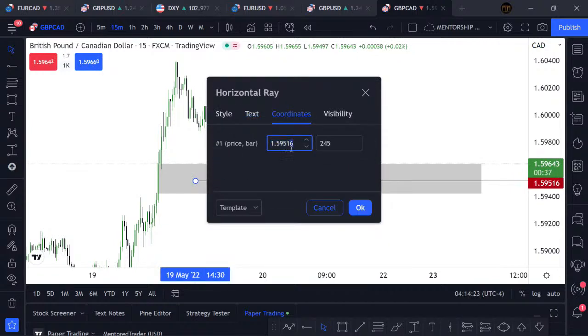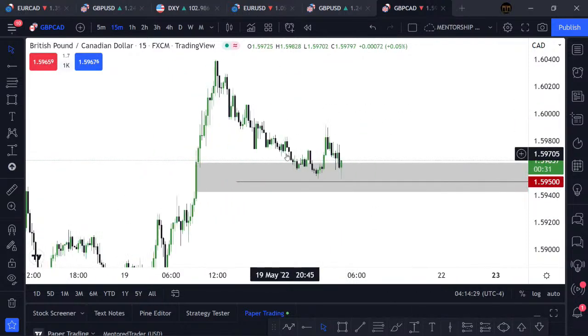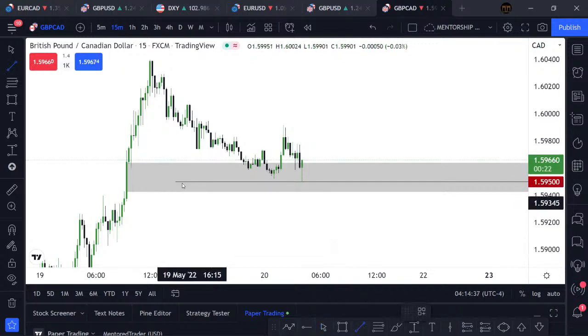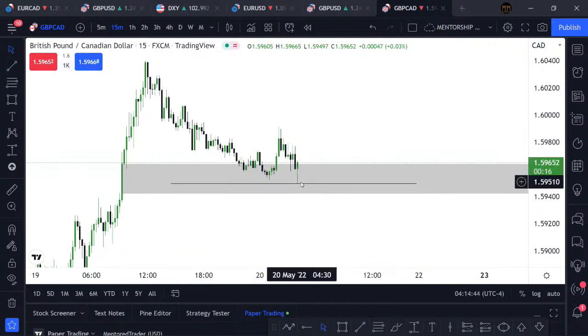Coordinates, we have a 50 level right there. So am I trusting this move? Yes, I will trust this move. Reason being, we have an institutional level, we have a 50 level inside this imbalance. So if you are to buy, you buy this level.